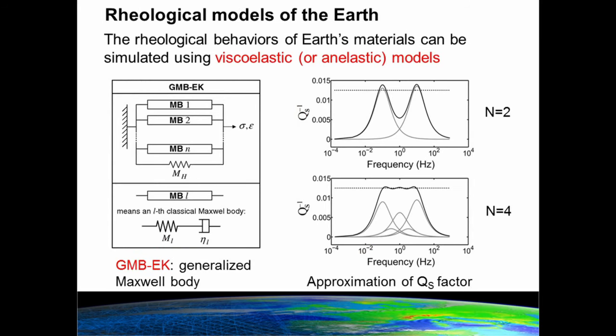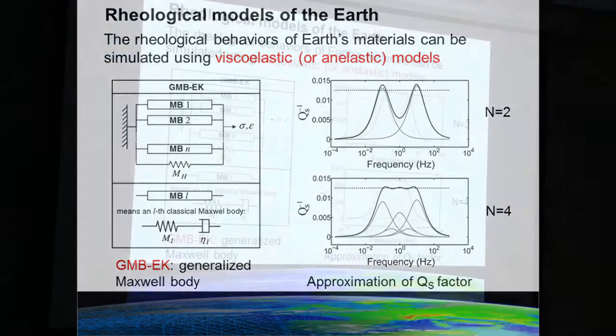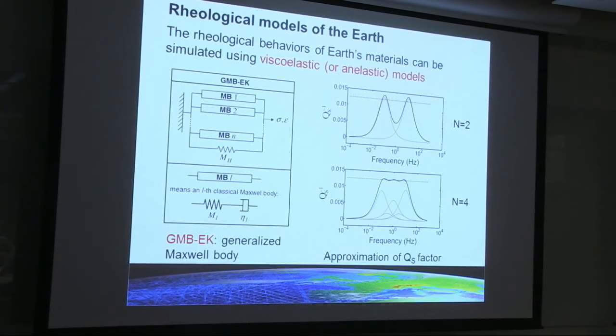The rheological behaviors of the Earth's material can be simulated using viscoelastic or anelastic models. Two commonly used rheological models are equivalent. Here we just choose one of them, named the GMBEK, the generalized Maxwell body, which is a Hooke element connected in series with a Hooke element connected in parallel with a Maxwell body.